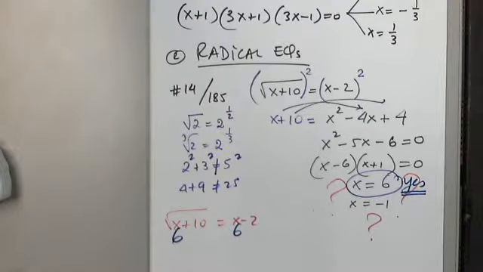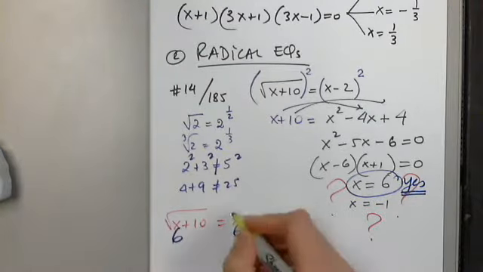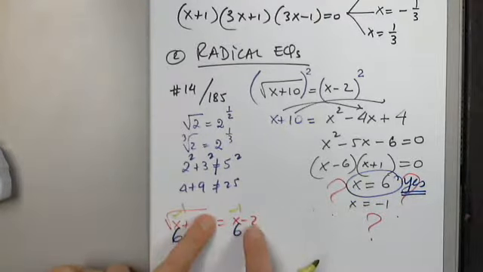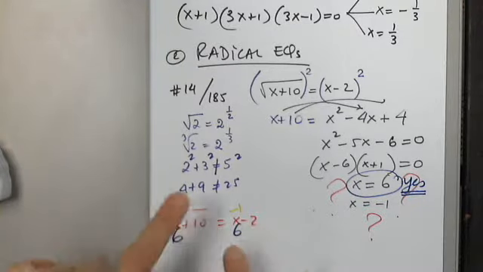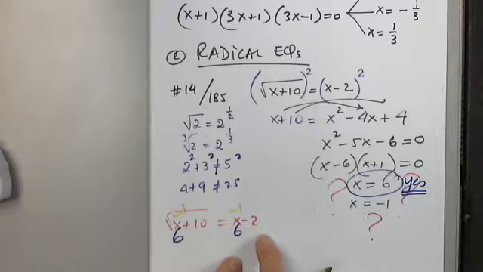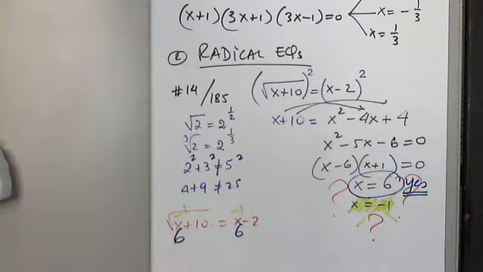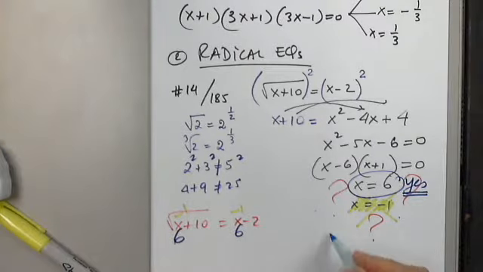Now I'm going to check negative 1. Negative 1 plus 10. The square root of 9. Negative 1 minus 2. Is 3 the same thing with negative 3? And I will call this an extraneous solution.